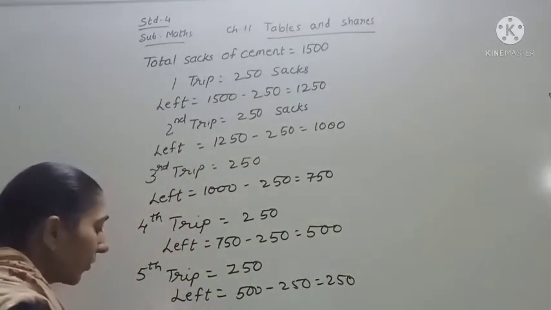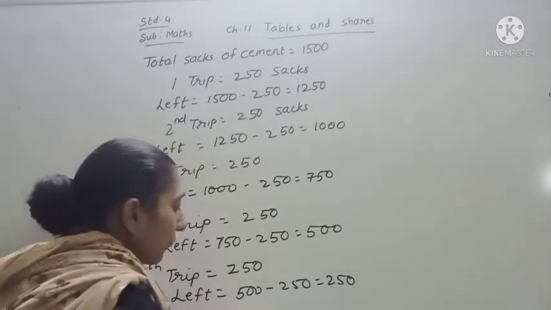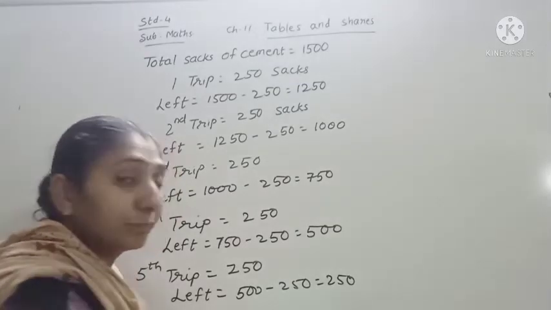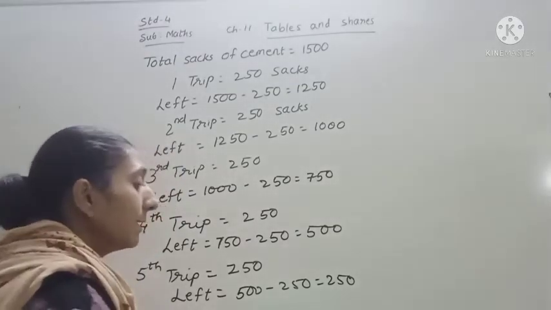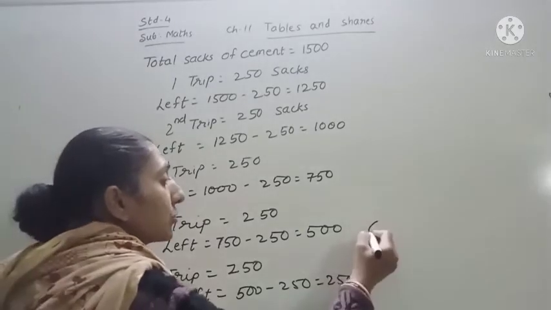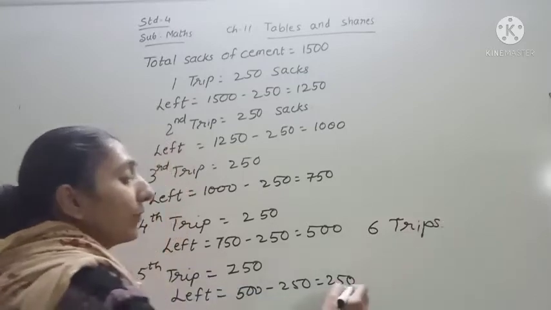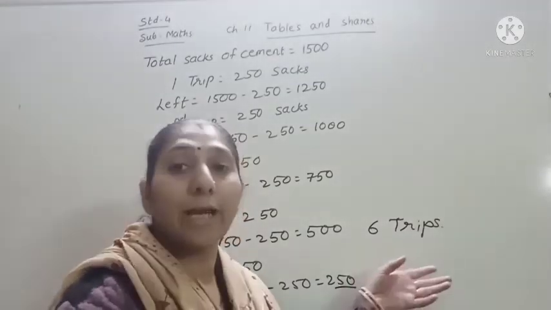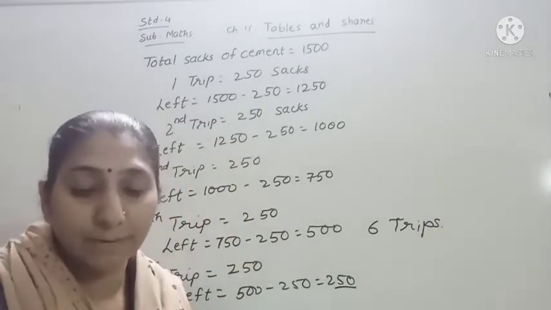In the sixth trip, the last 250. So how many trips does he have to make? Total trips he has to make is 6 trips. 250 are left, that will be in the sixth trip. So totally how many trips will he have to make? The truck will have to make 6 trips.